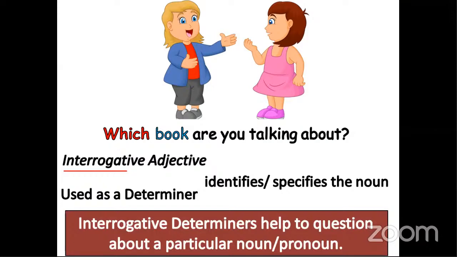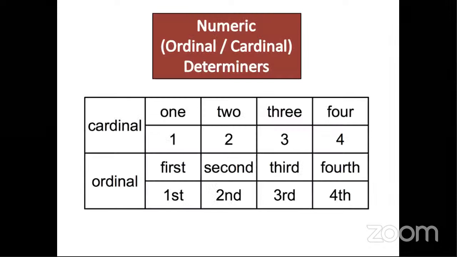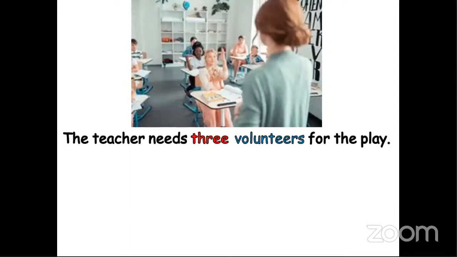Now let us look into the quantifying determiners. Determiners used to quantify. And the first one is numeric determiners, where we will have ordinal or cardinal numbers. Here is your first example. The teacher needs 3 volunteers for the play.